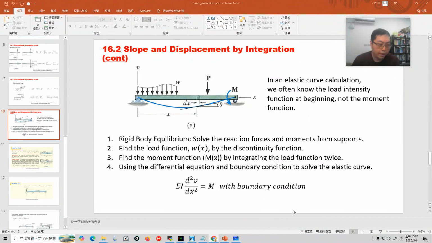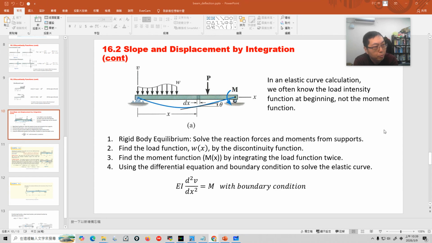Okay, hello everyone. In this video, I'm going to talk about the beam deflection calculation, or elastic curve calculation, on the beam. In this PowerPoint I list the calculation procedure, and I think it's just four steps.